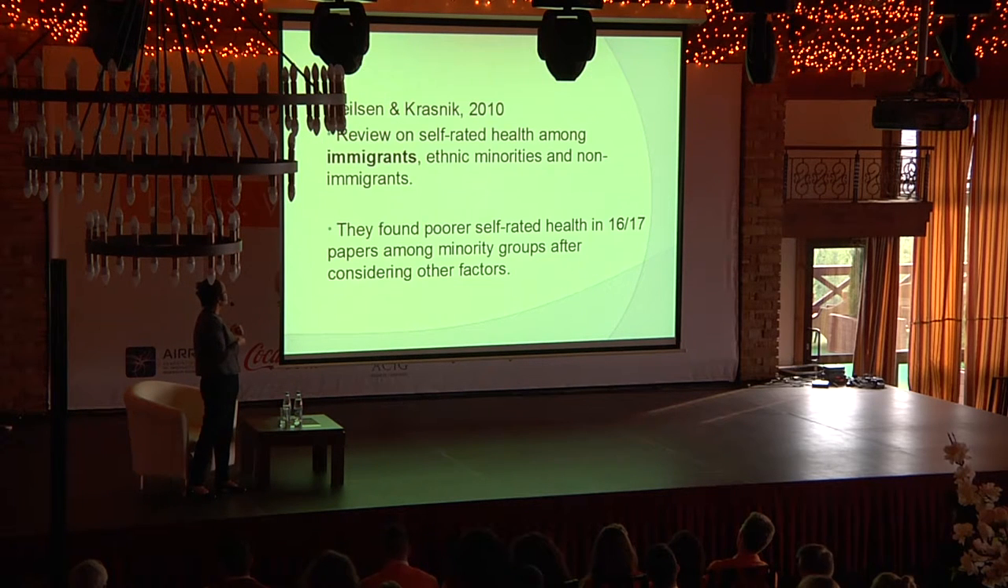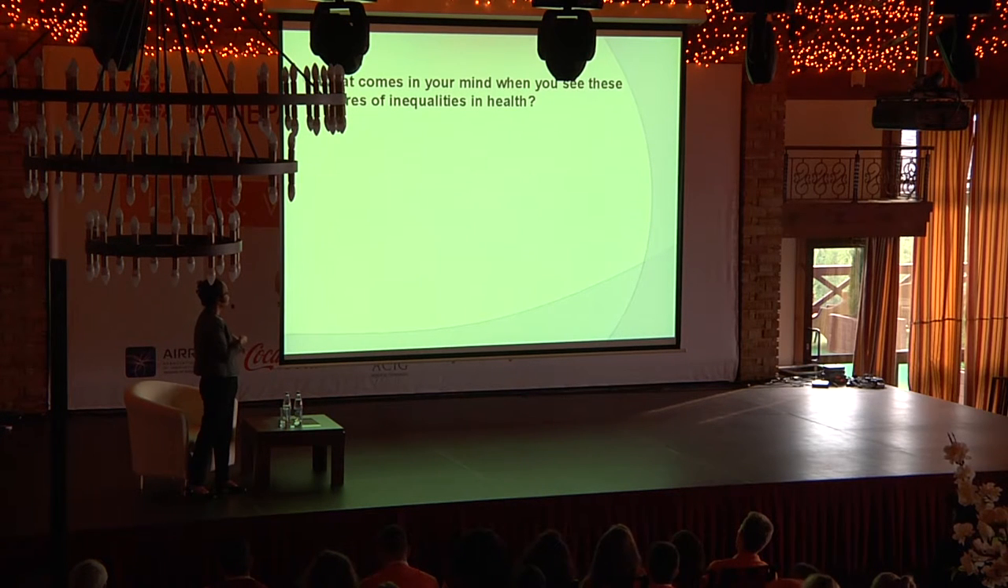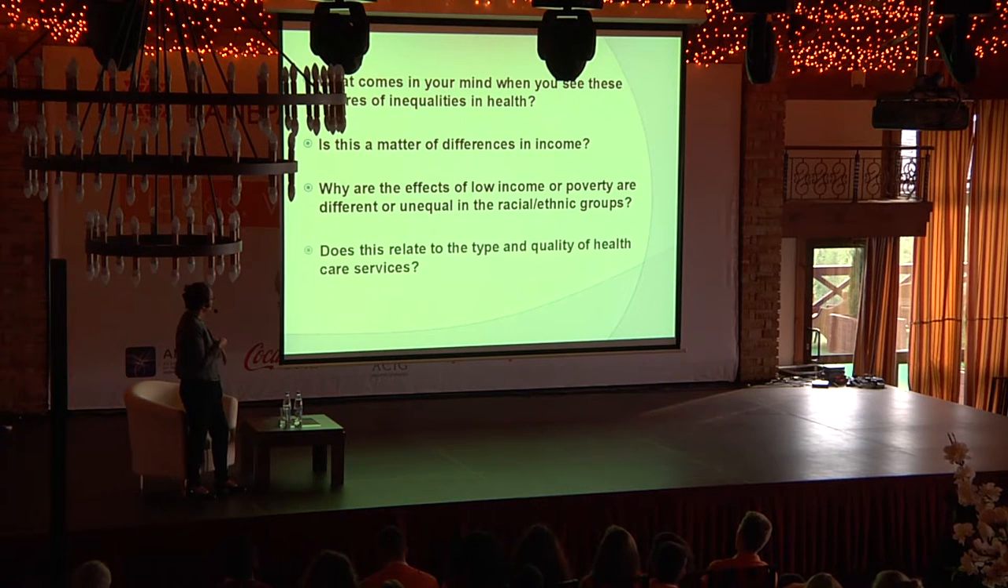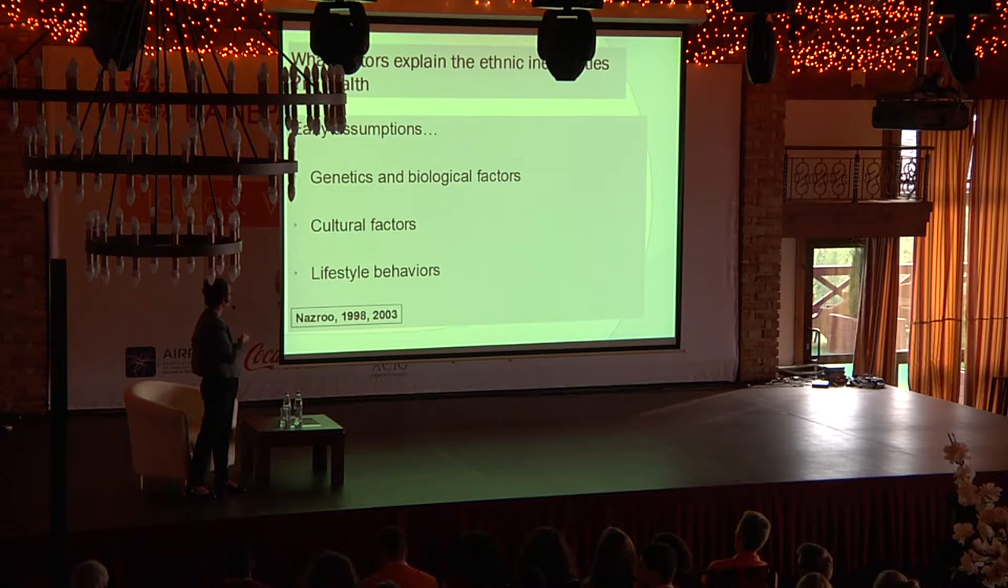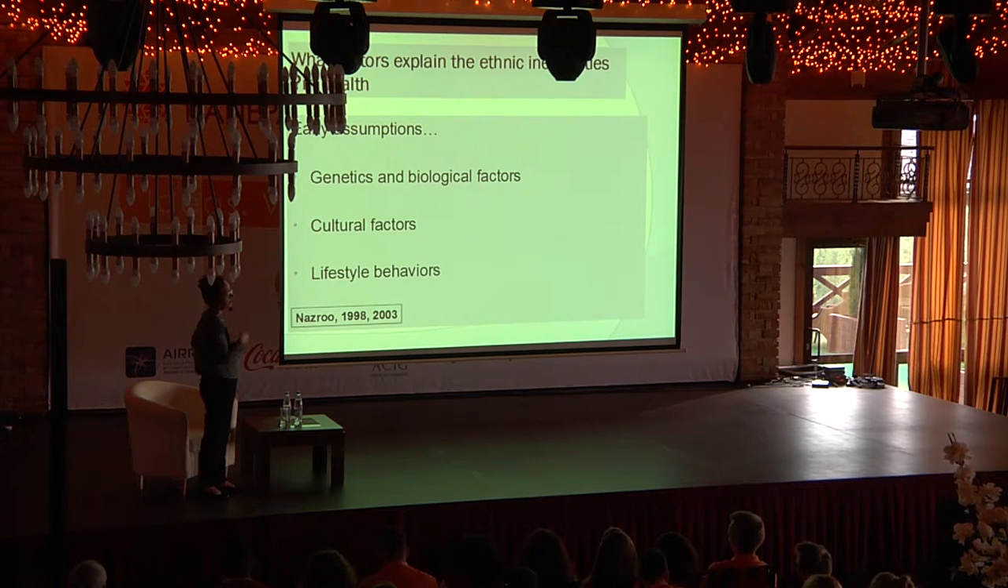Now, what does research tell us about this? There are many examples, so I don't really want to go into detail on each of them. But research tells us that there are different pathways that can explain the health inequalities. The first assumptions about what explains these inequalities were something that we heard from you before: maybe it's about genetics or biological factors, maybe it's about culture, maybe it's about lifestyle. But what we see now is that these are not the main reasons.